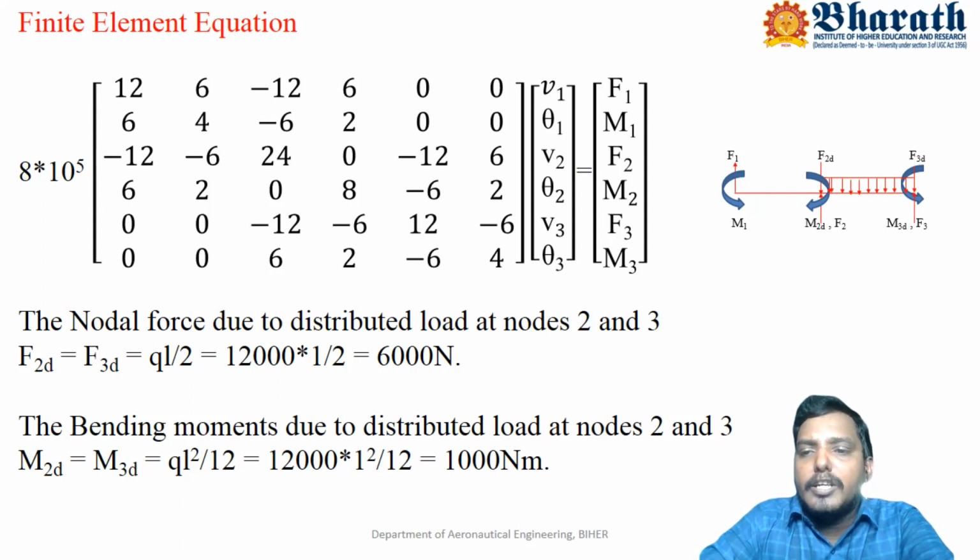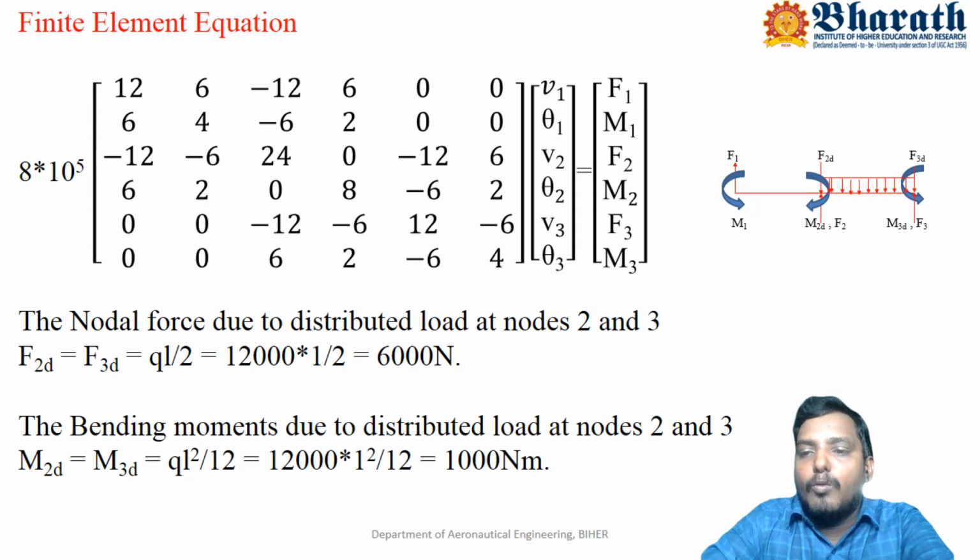Here the uniformly distributed load is subjected vertically downward. Therefore, we made a sign convention: if it is vertically downward, then we consider it as negative. Therefore, F2D, F3D is QL by 2, where Q is the uniformly distributed load, that is 12 kilonewton. Therefore, 12,000 Newton into the length of the beam, 1 meter, divided by 2, we get 6,000 Newton. That will be F2D, minus 6,000 Newton. F3D is also minus 6,000 Newton.